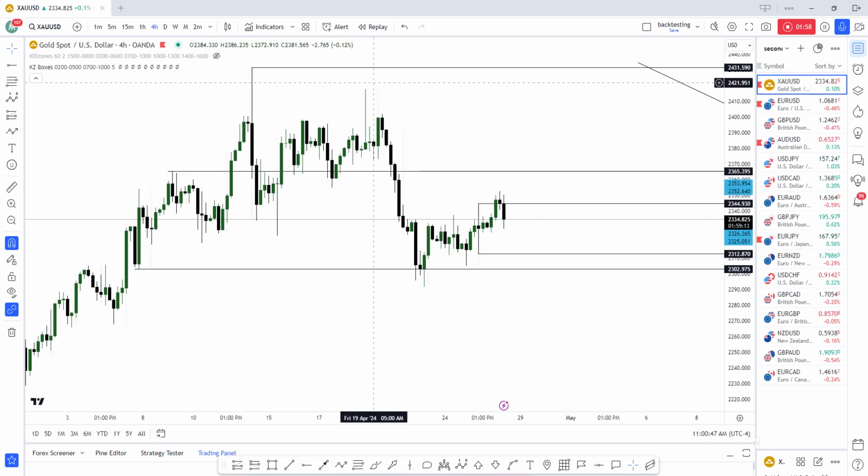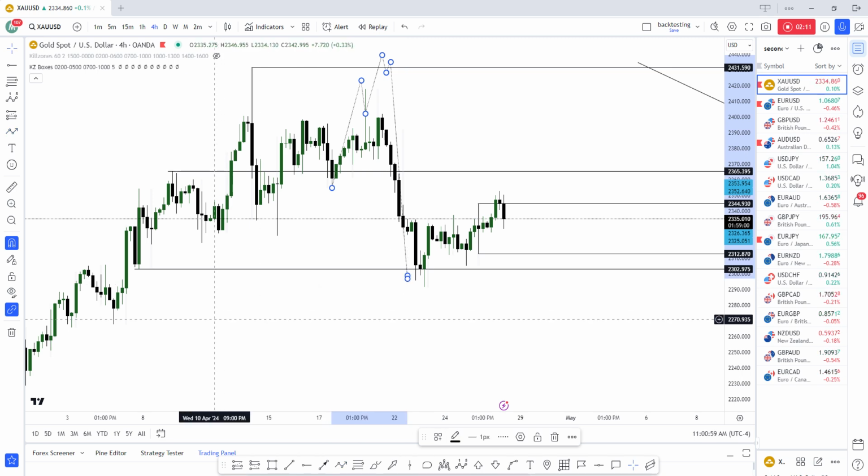I was looking for this to get to this high, and after this high, to swipe this and start coming down to this low. But that is not what happened.